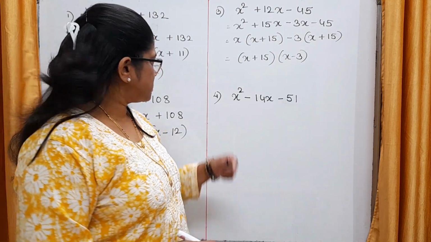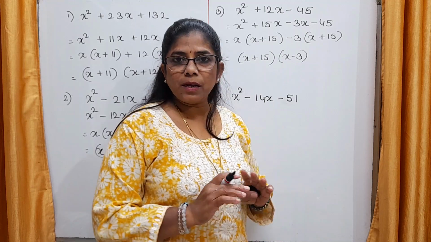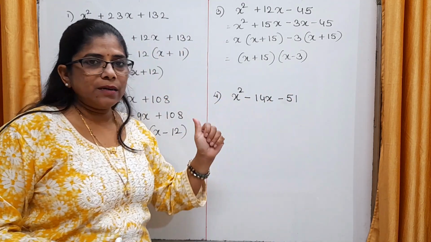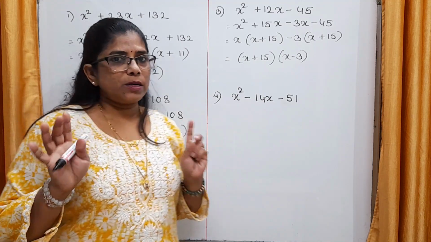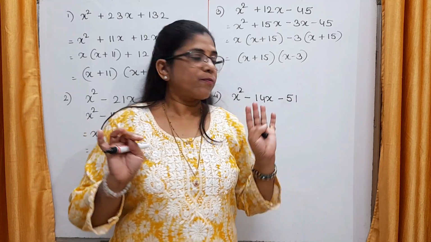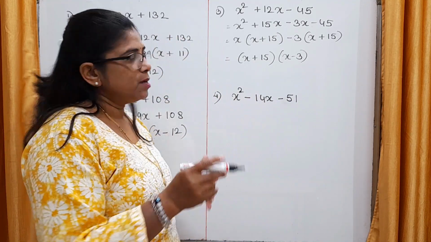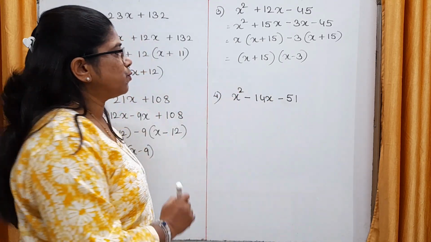Fourth example is x square minus 14x minus 51. Again here the last term is minus 51. So the product is minus 51 and the difference is 14. So we have to find the numbers whose product is 51 and difference is 14. Numbers are 17 and 3. 17 into 3 is 51. 17 and 3, the difference is 14.